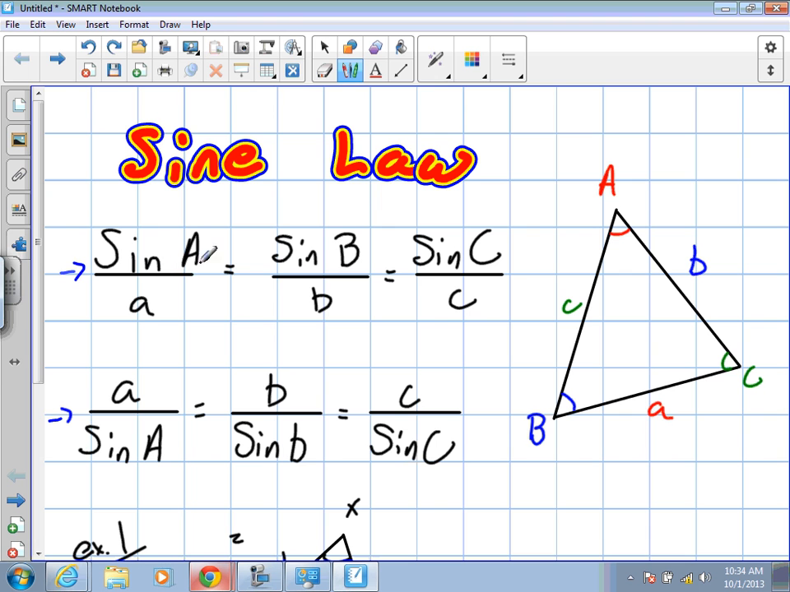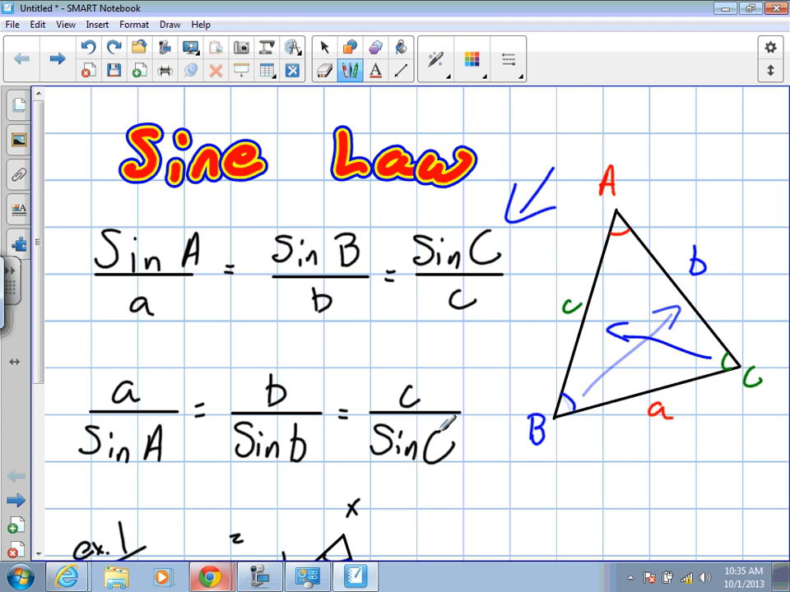So the law says sine A over A is equal to sine B over B is equal to sine C over C. And the capital letters all represent angles in our triangles. Okay? The lowercase letters all represent the sides of triangles. When we're setting up a triangle, whatever angle we label as A, the opposite side must be labeled A. Whatever angle is labeled B, the opposite side must be B, and the opposite C. If we don't do that, this ratio won't work for us.